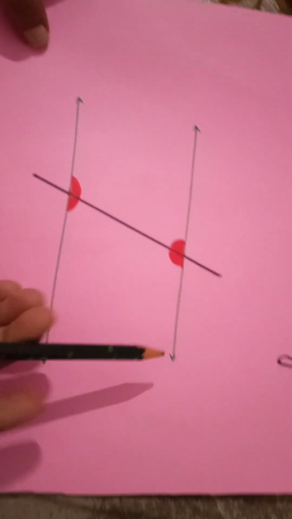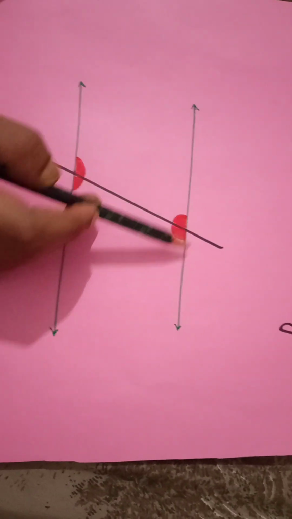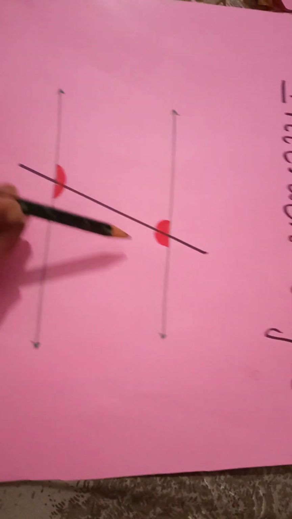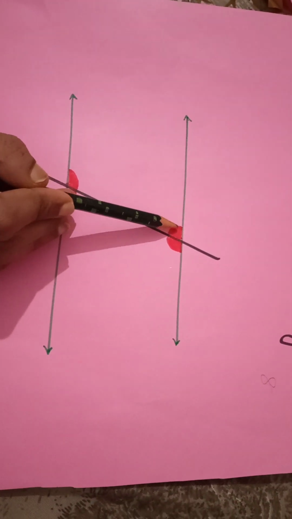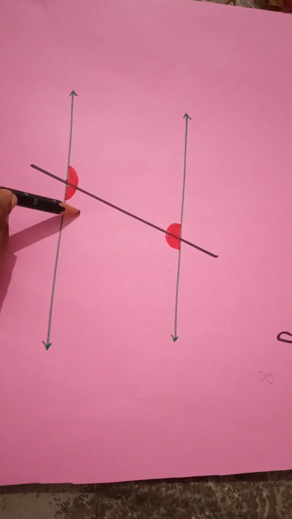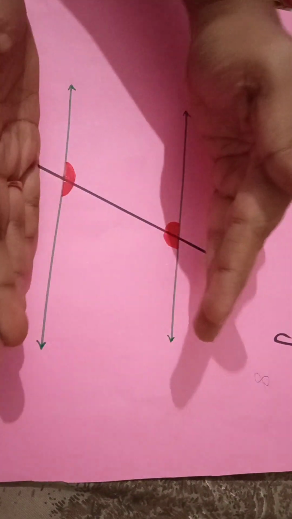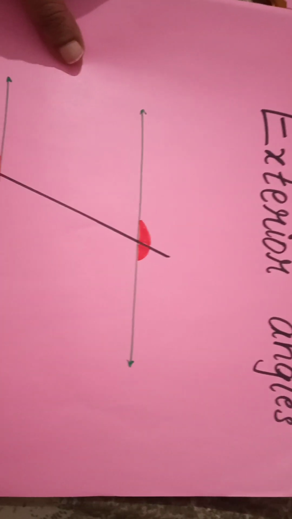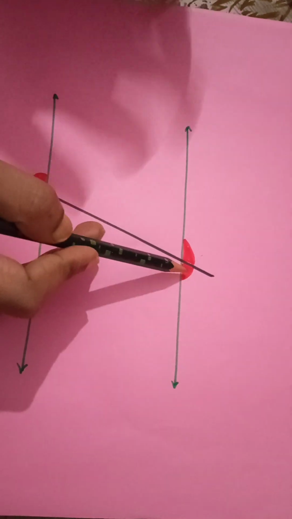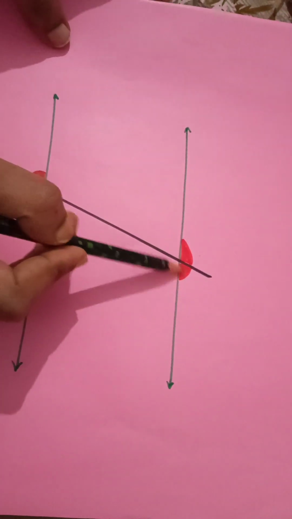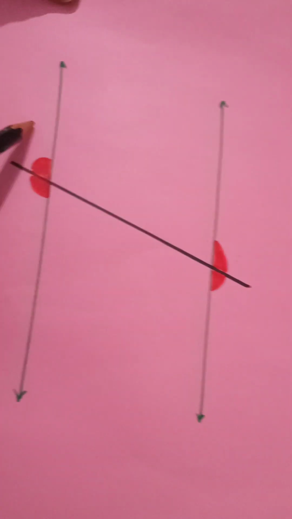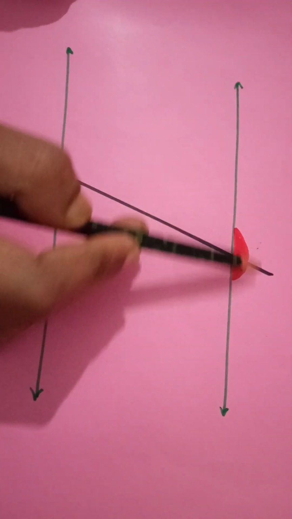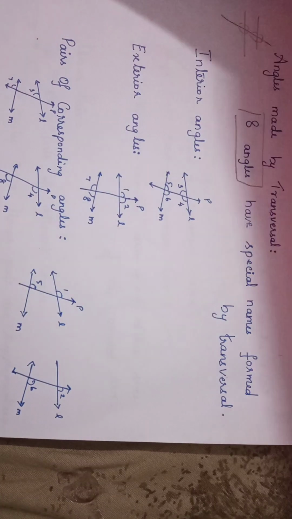Interior angles. Okay, totally there are 8 angles. Within that, these 4 are interior angles. Within these two lines, these angles are formed, thus they get the name interior angles. These remaining 4 are called exterior angles. They are formed on the exterior of these two lines, thus they get the name exterior angles. These 4 angles are called exterior angles.